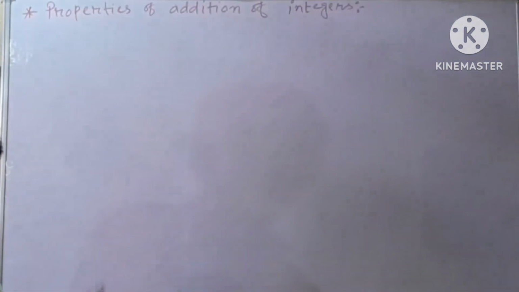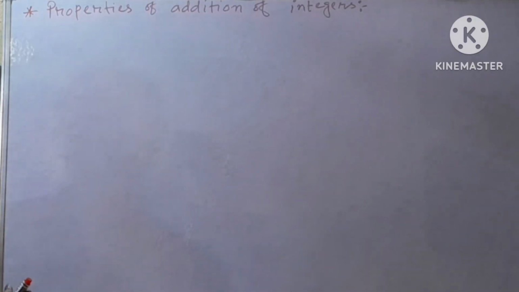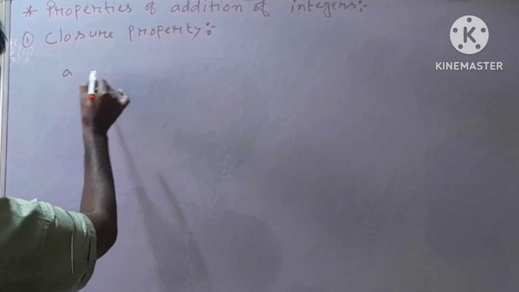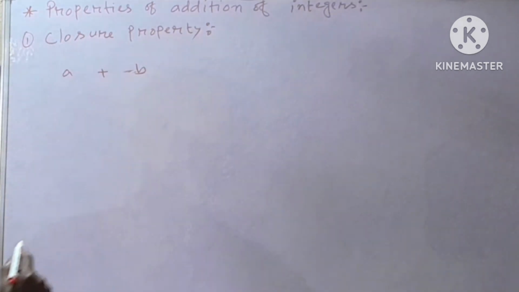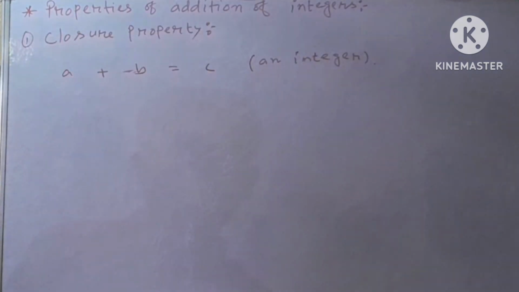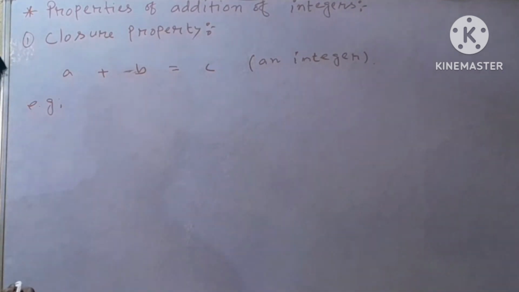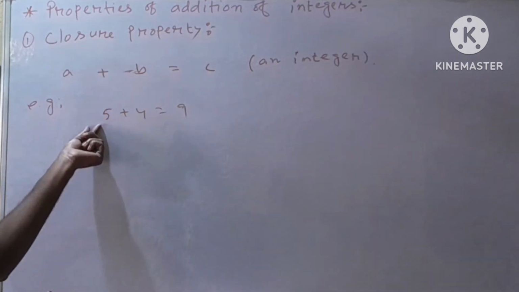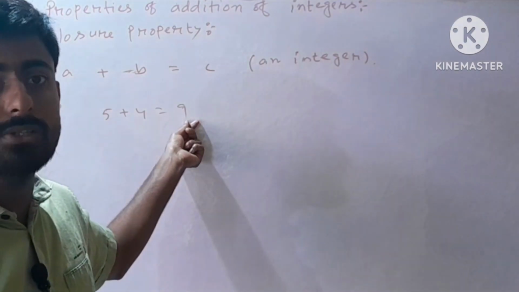Our next topic is properties of addition of integers. Here the first property is the closure property of addition. Suppose we have two integers a and b. If we add these two integers, then we will get another integer c. Suppose, for example, 5 plus 4 equals 9. 5 is an integer, 4 is also an integer. The result 9 is also an integer.